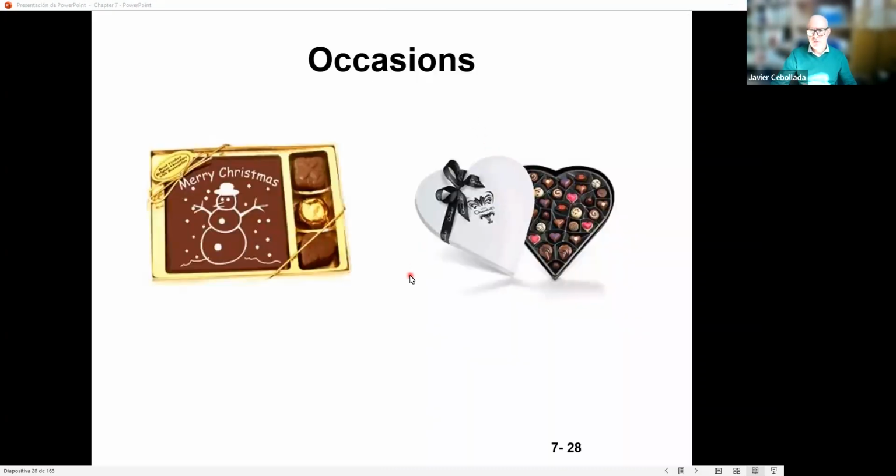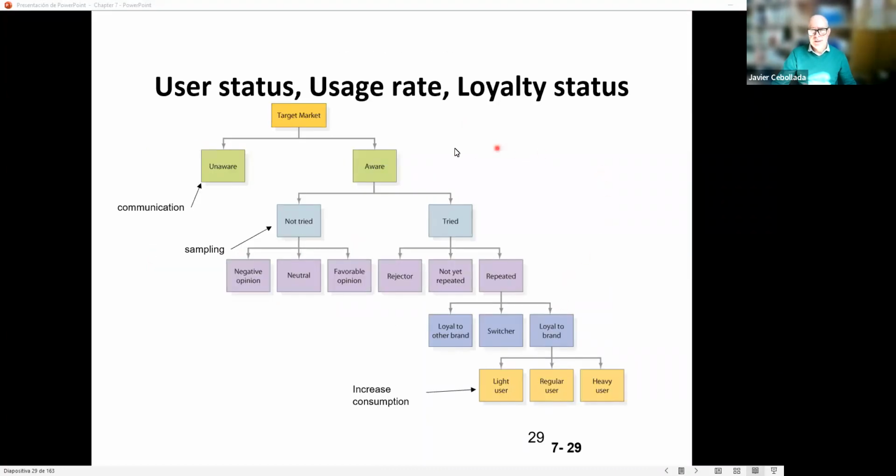Or for different purchase occasions, for example, you may buy chocolates for regular use in the supermarket, a regular brand, but for special occasions like Christmas or Valentine's Day, you may purchase these specific chocolates. Any market could be segmented using these variables: user status, usage rate, and loyalty status. But for this, you need to identify your customers and know in which of these stages the customer is.